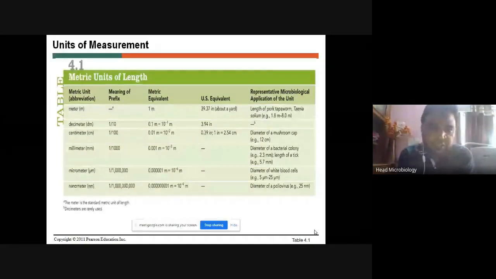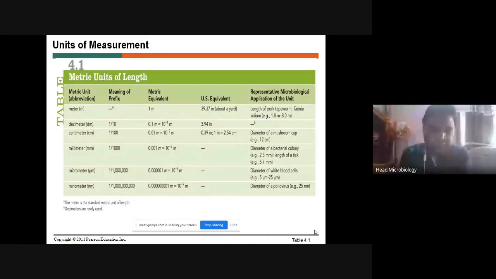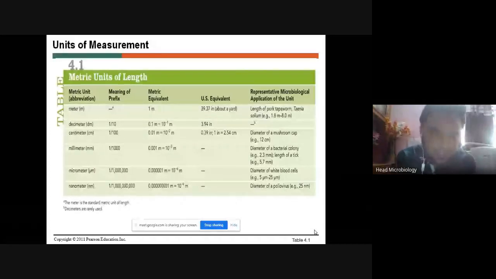10 to the power of minus 2, that is 1 by 100. These values are very important, you should remember. Okay, this is very important for you. Like in microbiology, generally we'll be using micrometers or nanometers. So you should be aware of all these things.